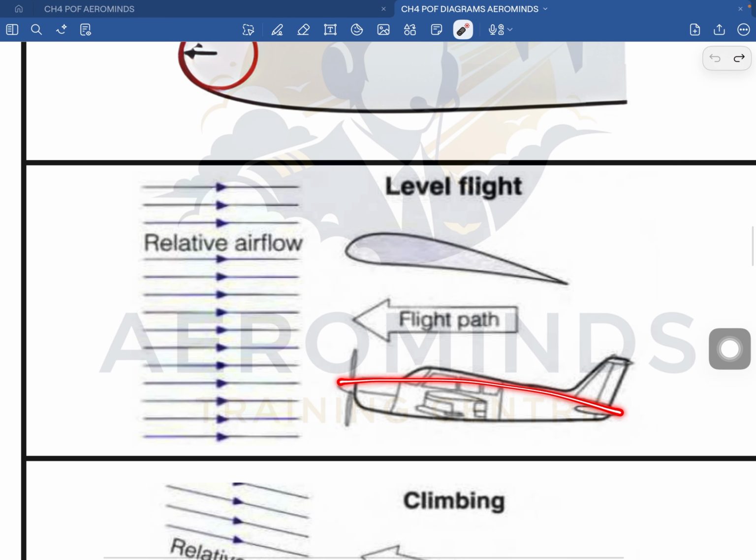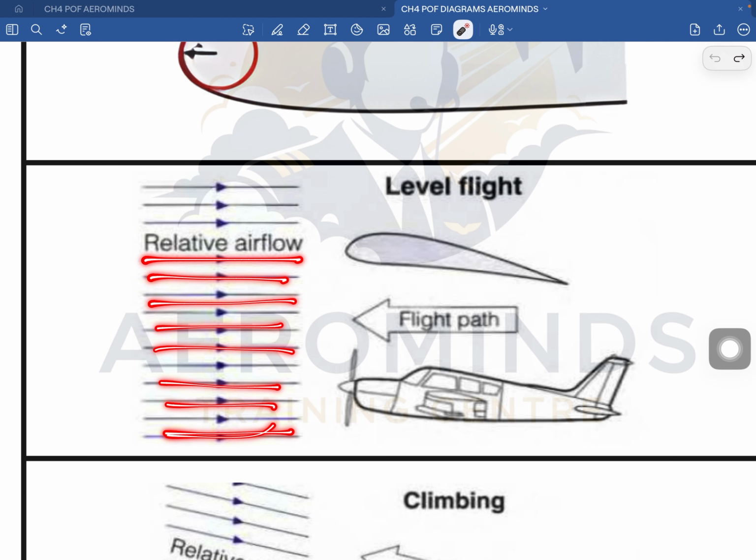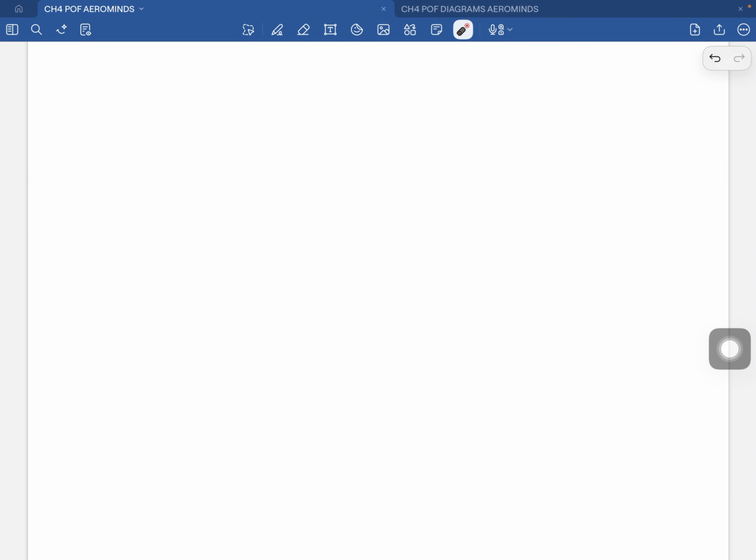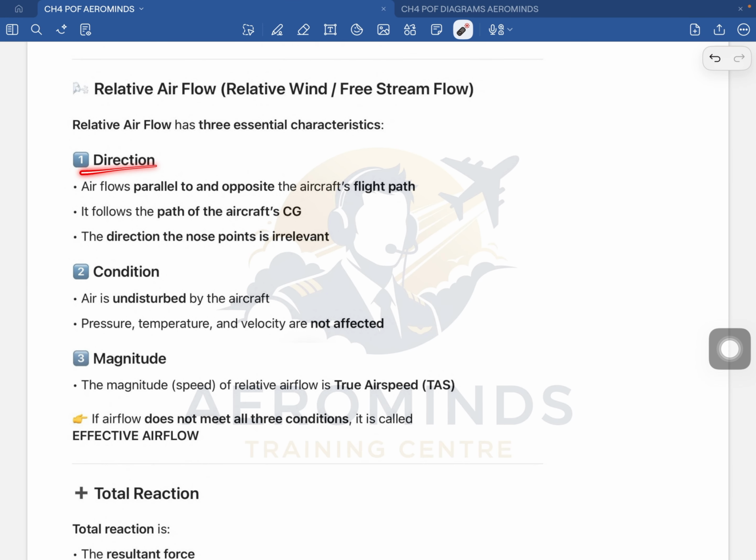So this is an aircraft. This is the flight path of the aircraft. Flight path is where the aircraft is going. Then in level flight, this will be the relative airflow, the air which is coming relative to us. We are going this side, air is coming this side. So the relative airflow has three major components. First is the direction.